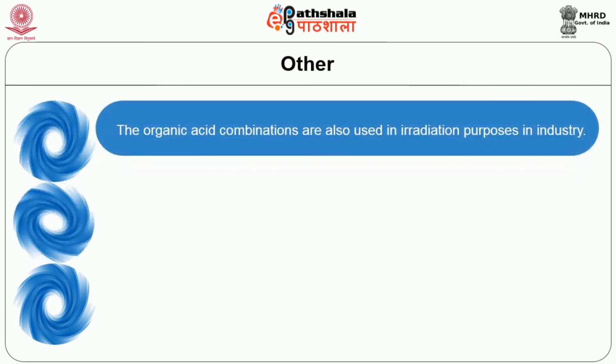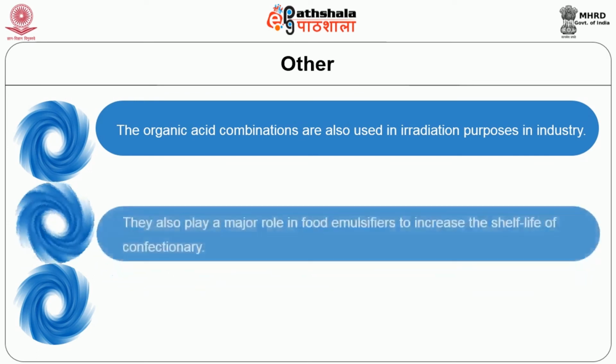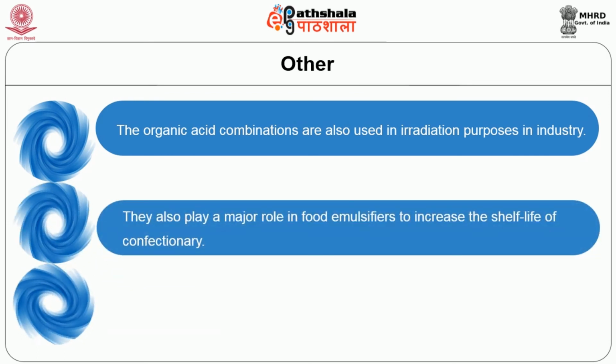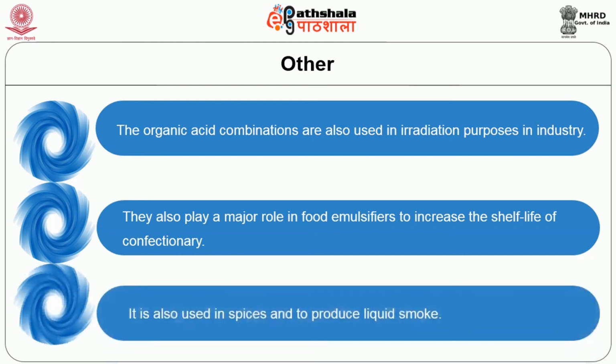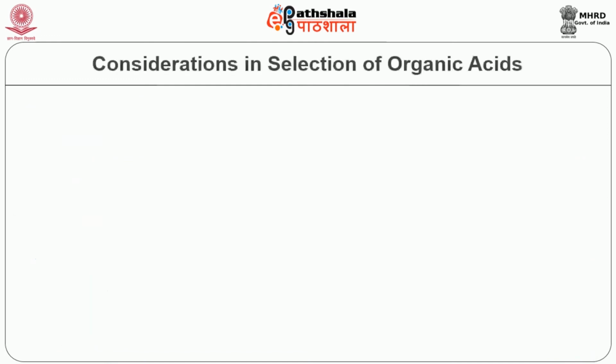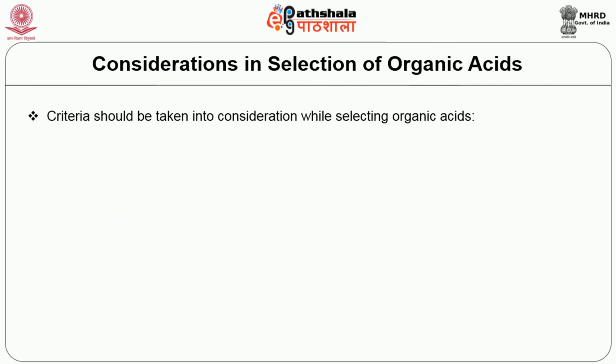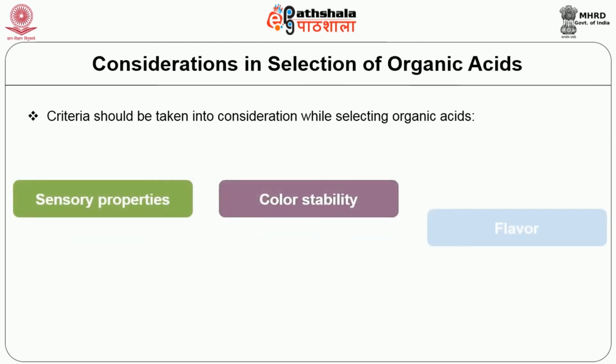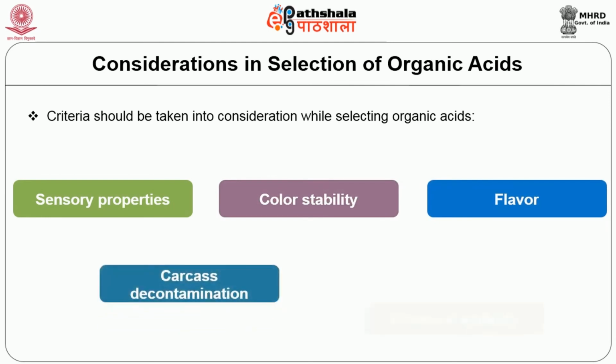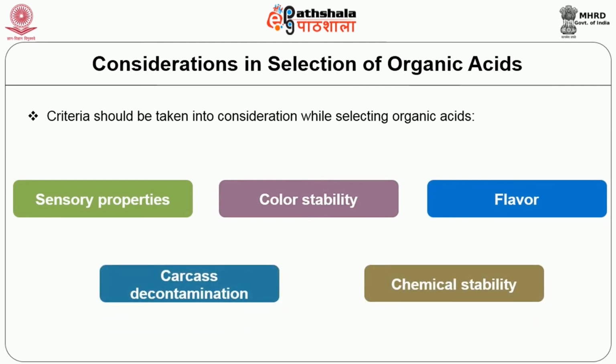The organic acid combinations are also used for irradiation purposes in industry. They also play a major role in food emulsifiers to increase the shelf life of confectionery products. It is also used in spices and to produce liquid smoke. The considerations in selection of organic acids are sensory properties, color stability, flavor, carcass decontamination and chemical stability.